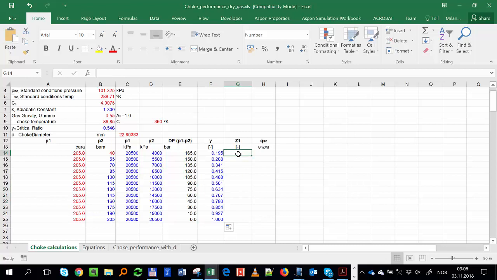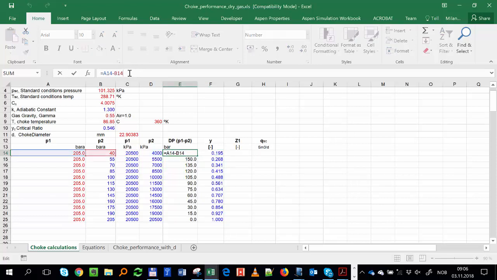Yes? P1, this one? It's just simply the difference between P1 minus P2, P1 minus P2 in bar. I want to calculate in bar. I'm just changing units from bar to kilopascal. This is values. How do we obtain?